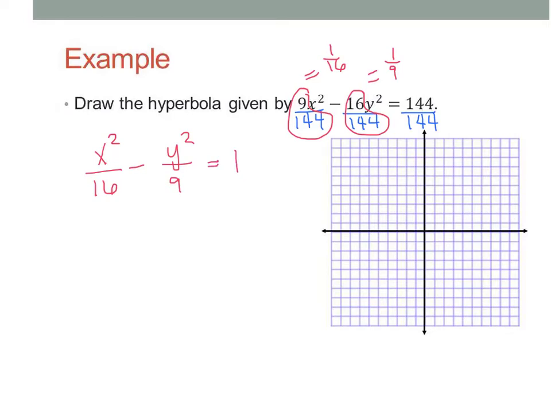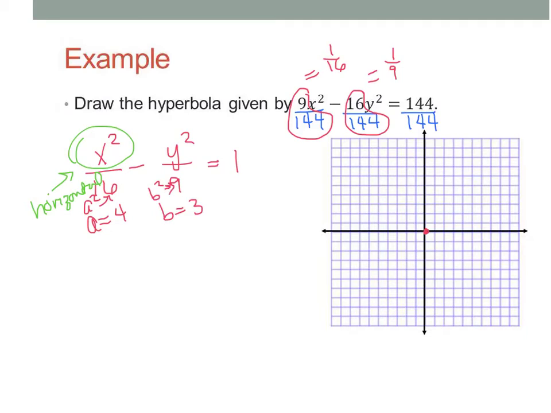So first of all, we've got to put it in the right form. X is first, so that is going to mean horizontal, right and left. And we know these are centered at 0, 0. So I know this is the center. I know my A is 4, B is 3, because A squared is 16, B squared is 9.